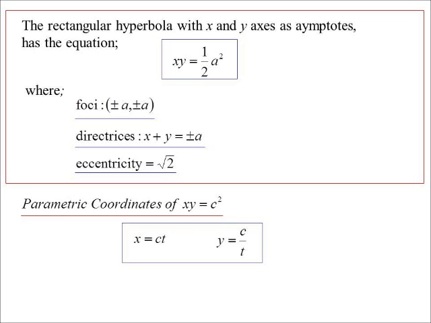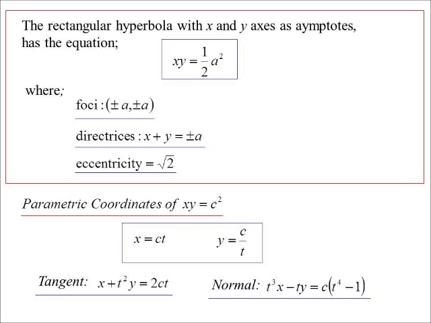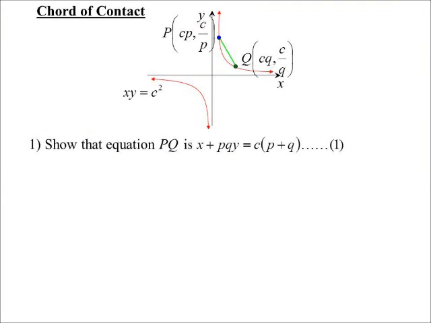We could work out the tangents in the normal way that we do, point slope formula. It turns out to be x plus t squared y is 2ct. And the normal is this beautiful expression there: t cubed x minus ty is c times (t to the power 4 minus 1).